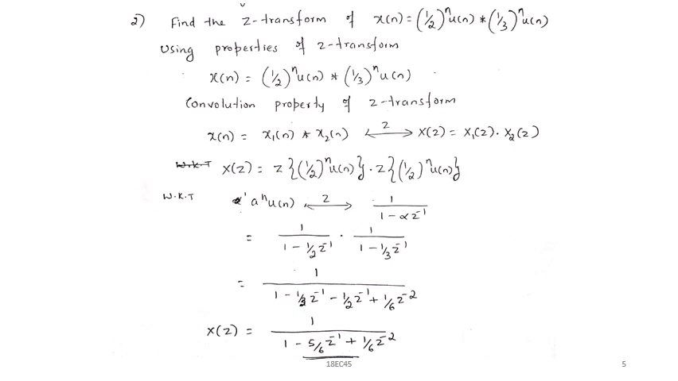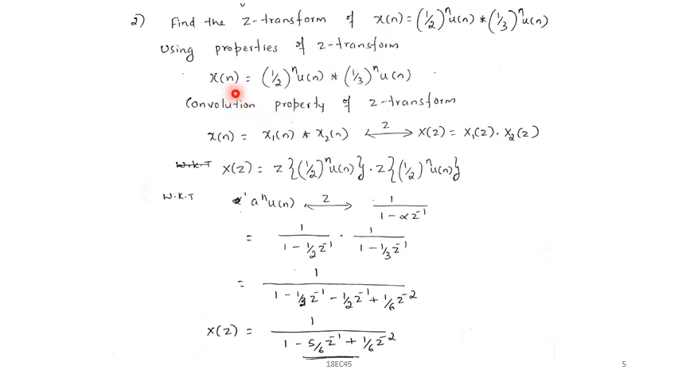So next we'll discuss the problems related to the convolution property. Now find the z transform of x of n is equal to 1 by 2 to the power n u of n convolved with 1 by 3 to the power n u of n. See, a star indicates the convolution operation. You have to find the z transform using the properties of z transform. So here I'm using the convolution property.